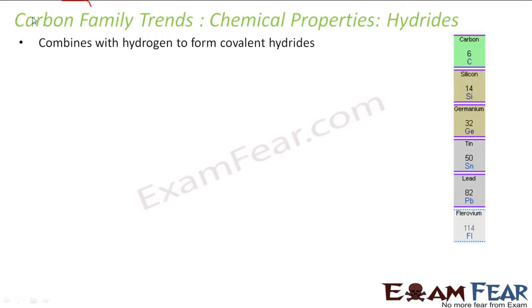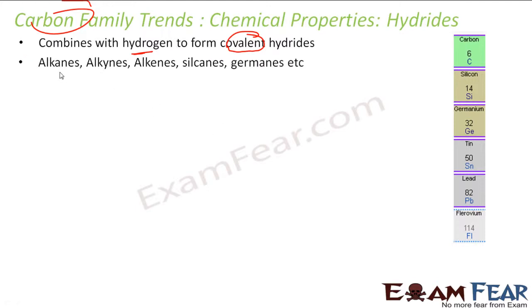So the carbon family elements combine with hydrogen to form covalent hydrides. Please note, they always form covalent hydrides. For example, alkanes, alkynes, alkenes, silanes, amines. These are examples of the hydrides you have, right? CH4 is one hydride.